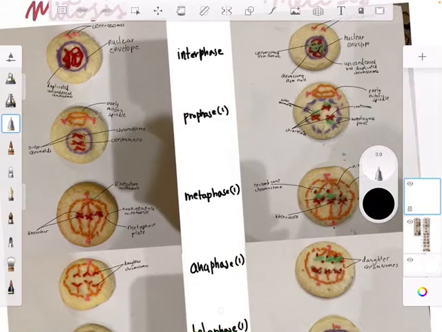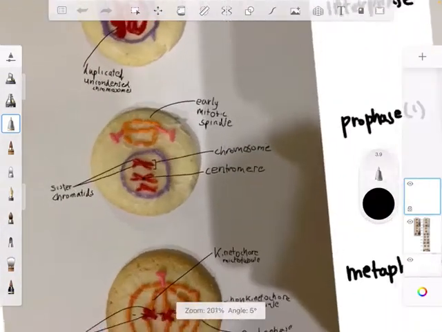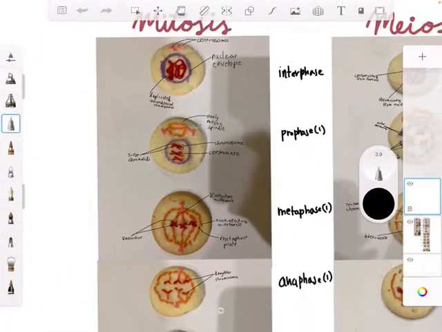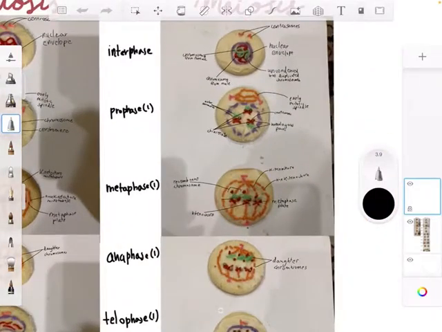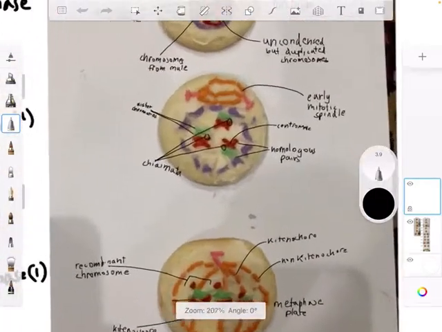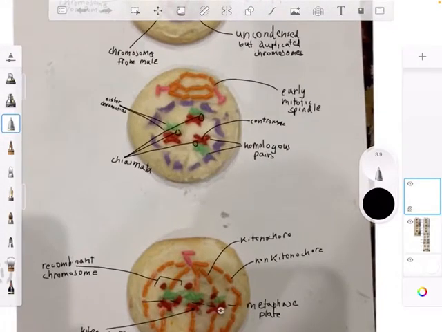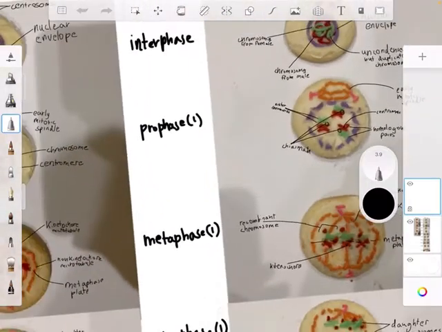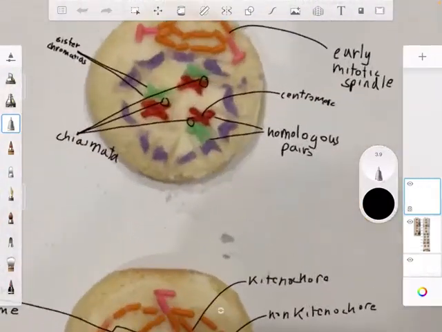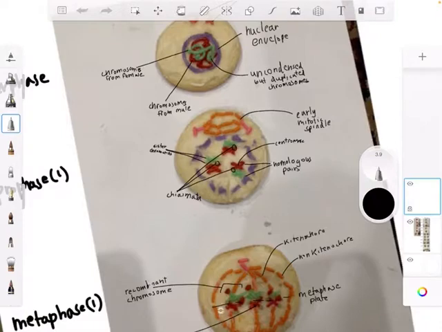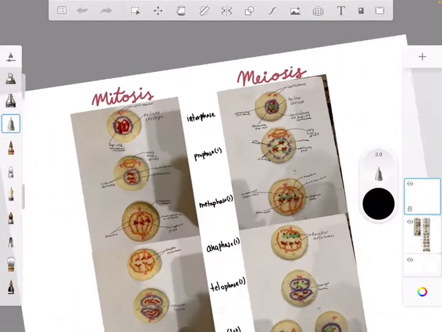Prophase. In mitosis prophase, the sister chromatids align to form a chromosome, and the early mitotic spindle starts forming. And in prophase of meiosis, the homologous pairs line up together and exchange information at the chiasmata, and this is called crossing over. So you see the parent 1 and parent 2's information are crossing over, so this is where the genetic variation comes in.